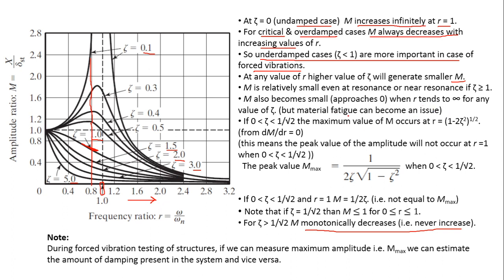However, material fatigue can become an issue. Of course, at higher values of frequency, material fatigue can become an issue, as I told you already. If zeta is greater than 0 and less than 1 upon under root 2, the maximum value of m occurs at r equals 1 minus 2 zeta square raised to the power half, or you can say r equals under root of 1 minus 2 zeta square.